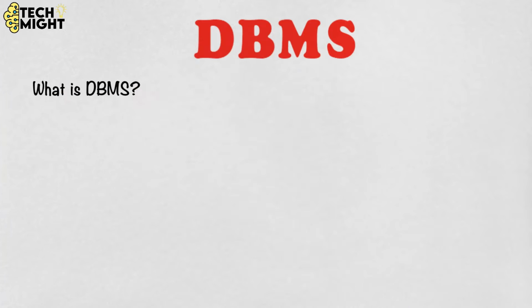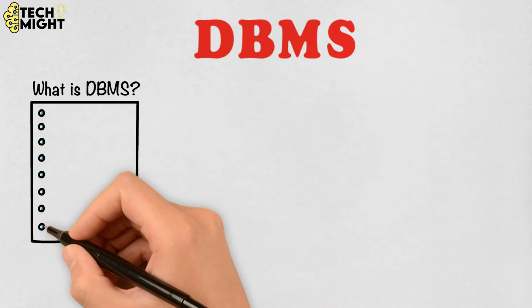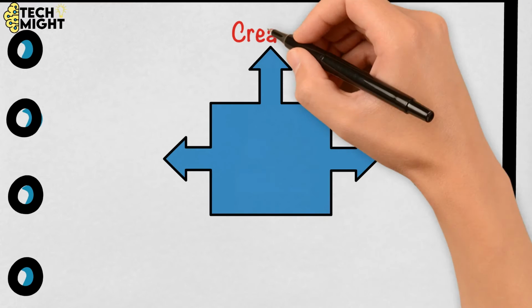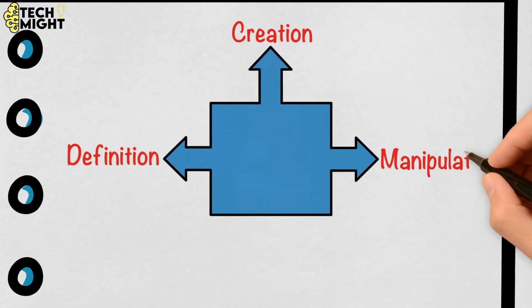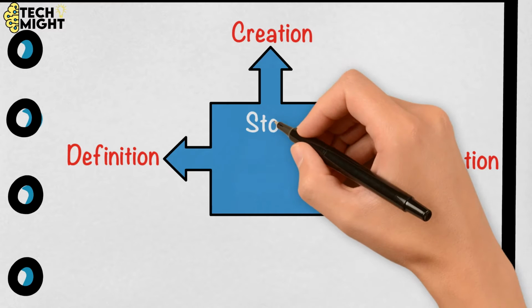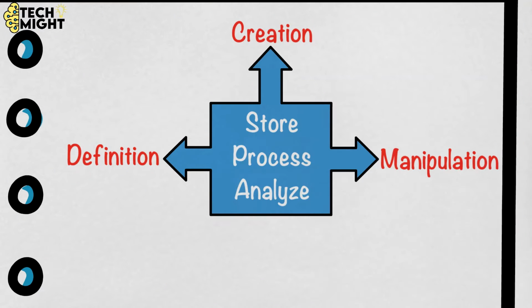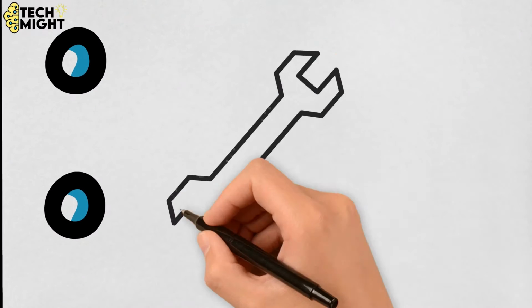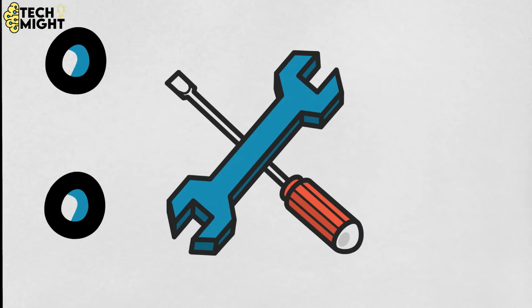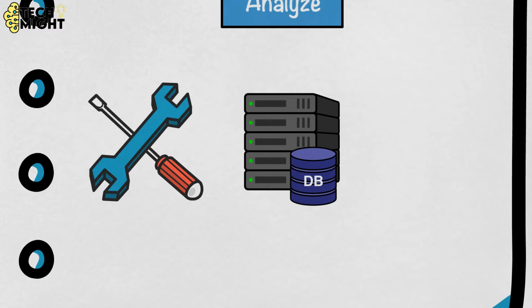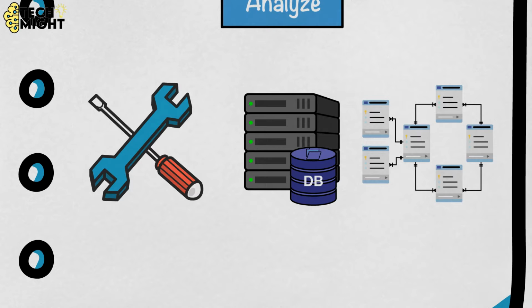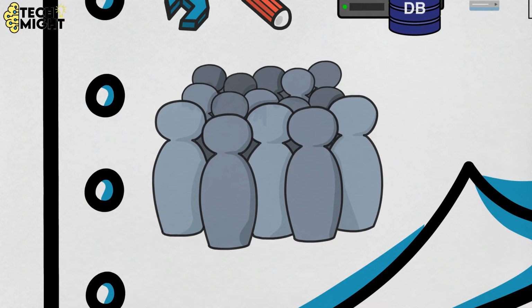So, what is DBMS? A DBMS or a database management system is a software that allows creation, definition, and manipulation of database, allowing users to store, process, and analyze data easily. DBMS provides us with an interface or a tool to perform various operations like creating database, storing data in it, updating data, creating tables in the database, and a lot more. DBMS also provides protection and security to the databases. It also maintains data consistency in case of multiple users.